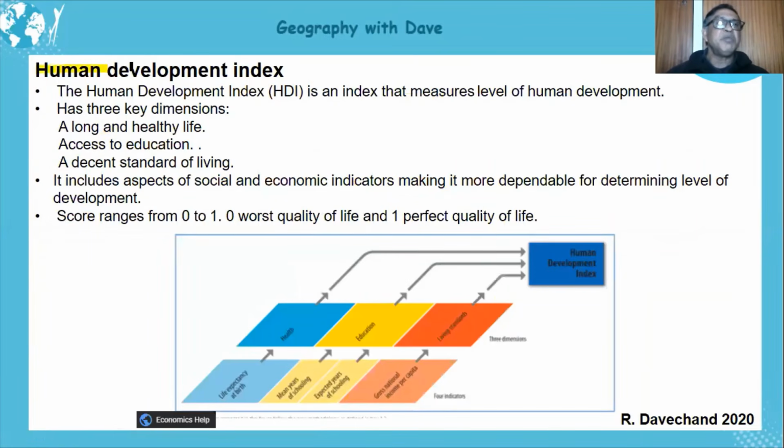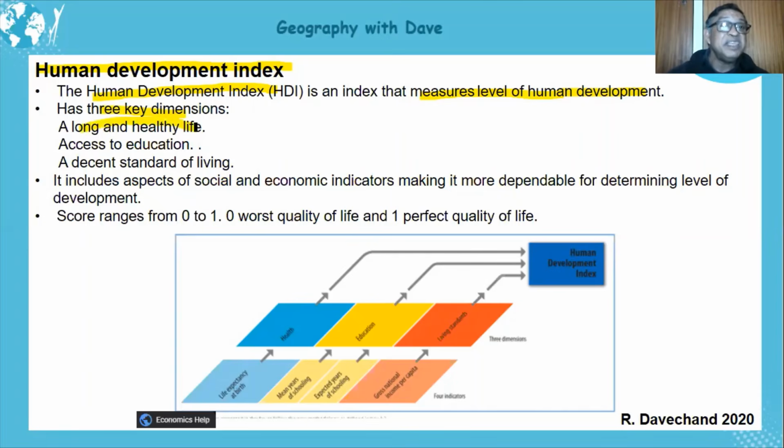Then we come across the Human Development Index. I've seen this Human Development Index being called an economic indicator in certain references. I've been seeing it called a social indicator. What is this? The Human Development Index measures the level of human development. That's what it does. It measures. Now, it has three key dimensions.